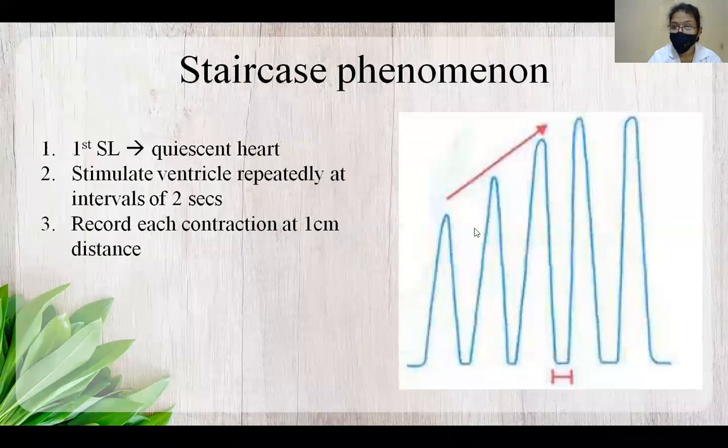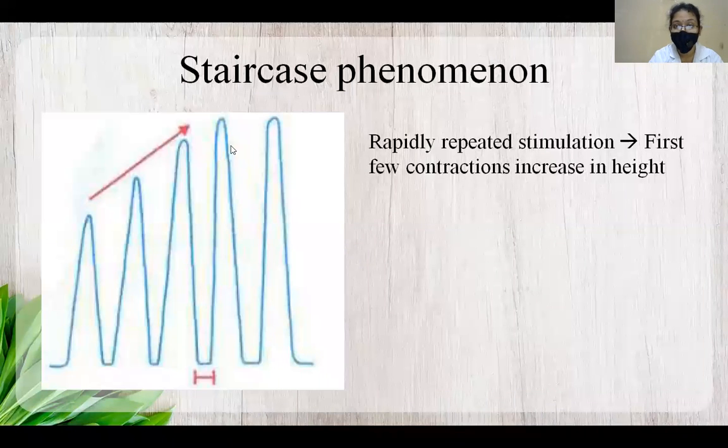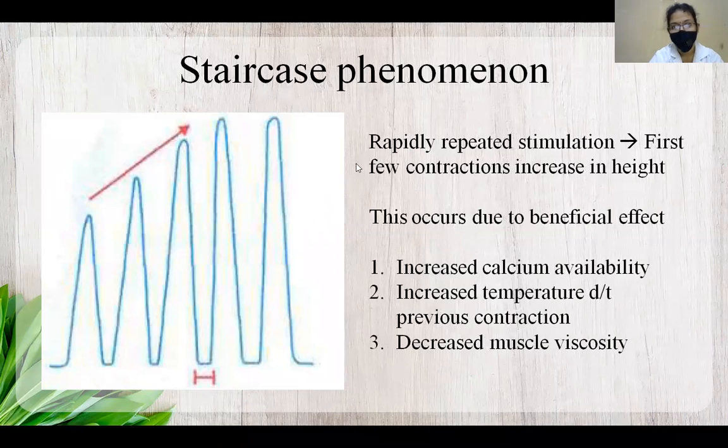See, the height of contraction is increasing gradually. So what do we conclude? Whenever you give rapidly repeated stimulation, the first few contractions go on increasing in height. The amplitude goes on increasing, and once there is recruitment of all the motor units, even if you increase the frequency of stimulation, the height remains constant. And what is this known as? Staircase phenomenon or treppe phenomenon.